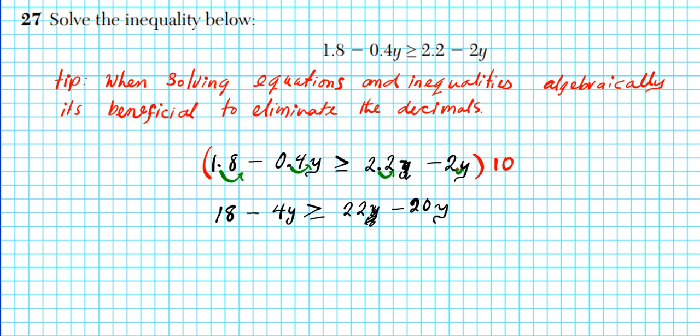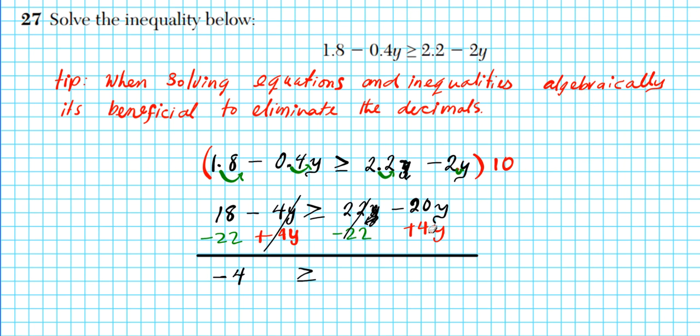Okay, so what we're going to do now, we're going to go ahead and move all the constants to one side, and then the variables to one side. Okay, so let's add 4y to both sides. And then we're going to subtract 22 from both sides. Okay, subtract 22, subtract 22. And then we will have, what is 18 minus 22? Well, we're going to subtract and keep the sign of the bigger one, which is 4, okay? So we have negative 4 is greater than or equal to, that adds up to 0, just like this right here. Negative 20 plus 4 is negative 16.